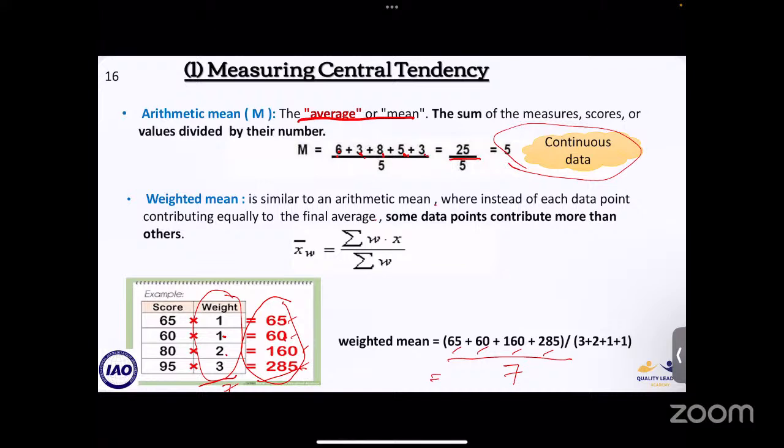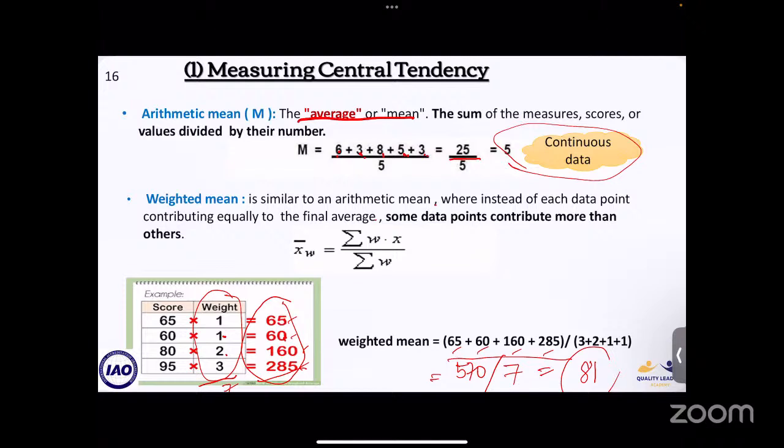Hold on, let's solve it together. 65 plus 60 plus 160 plus 285 will give us 570. Okay, 570 over the sum of the weights, 7. That will give us how much? Divided by 7 will give us 81.4, about 81. So that is now the weighted mean, 81. Clear?